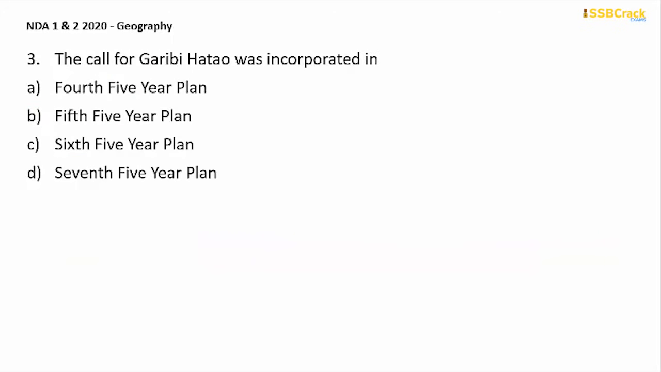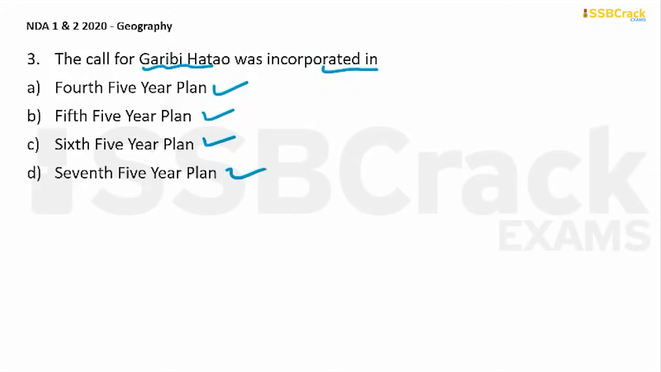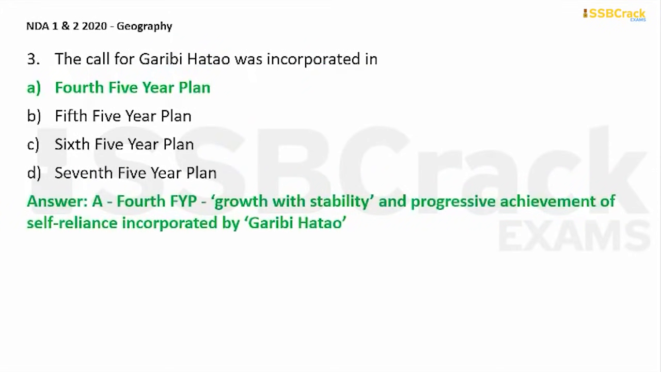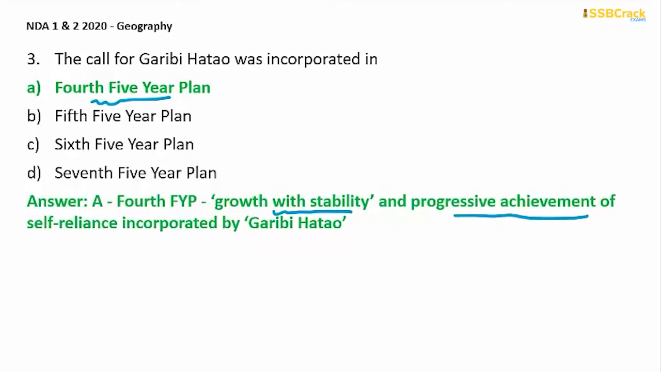The next question that we have is this: the call for Garibi Hatao was incorporated in the 4th 5-year plan, 5th 5-year plan, 6th 5-year plan, or 7th 5-year plan. The correct answer is option A, that is the 4th 5-year plan. The basic objective of the 4th 5-year plan was growth with stability and progressive achievement of self-reliance, which was incorporated by the call of Garibi Hatao.